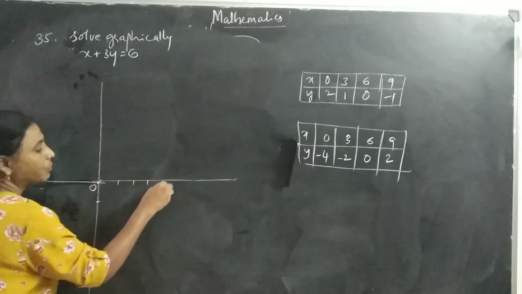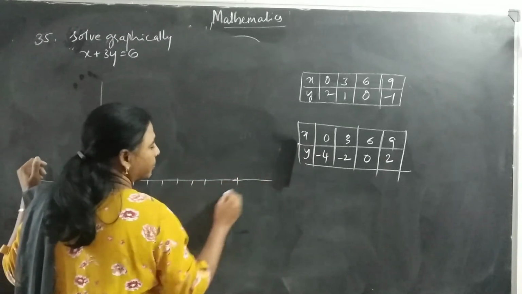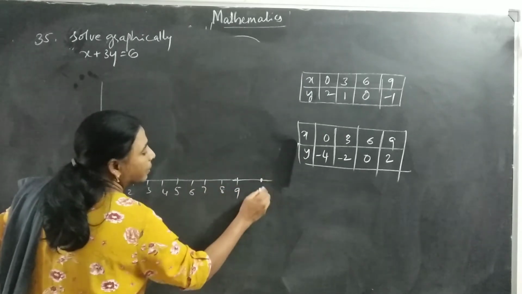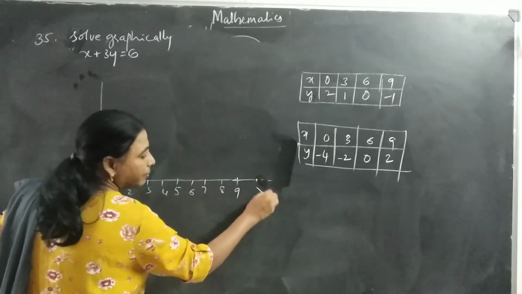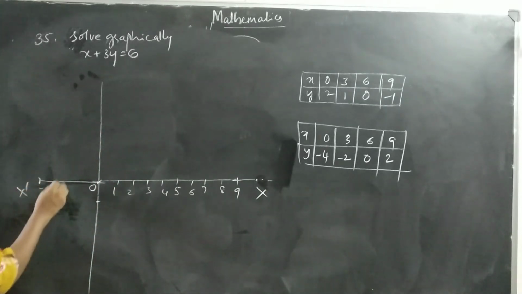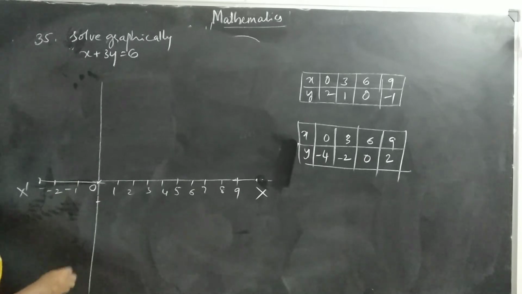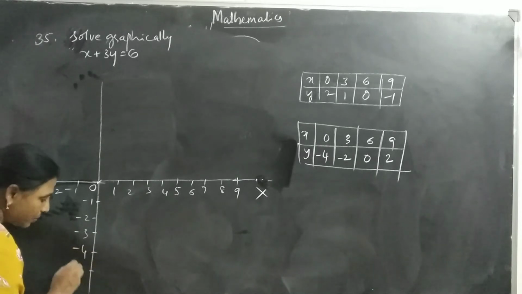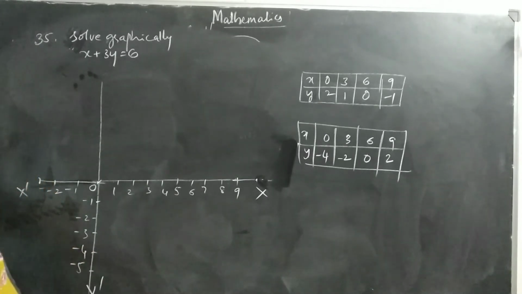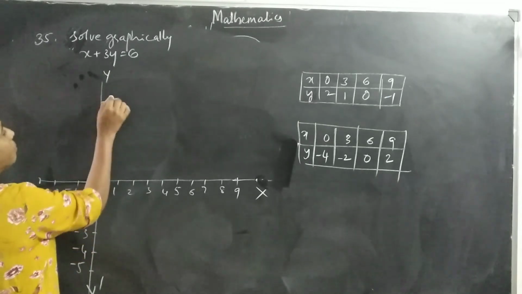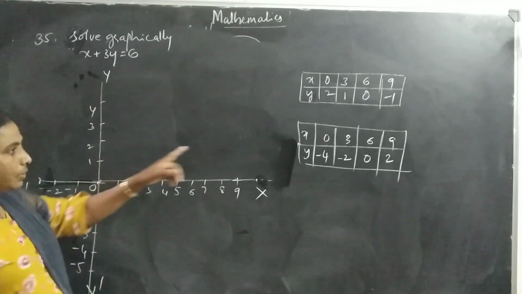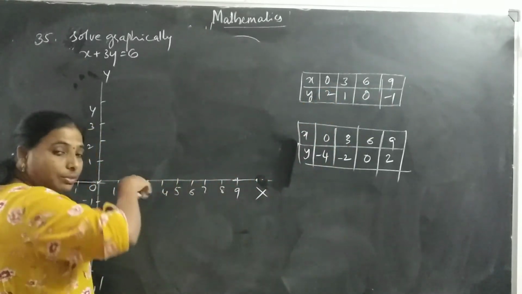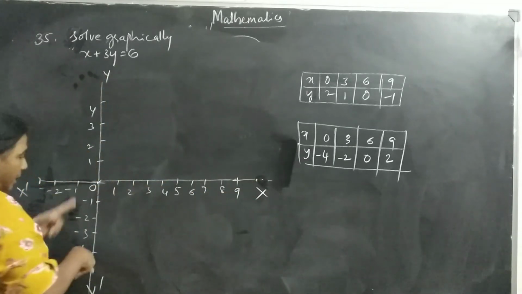In x values I want 9 values. So 1, 2, 3, 4, 5, 6, 7, 8, 9. This is x. This is x dash, which means we have minus 1, minus 2 here. And this side minus 1, minus 2, minus 3, minus 4, minus 5. That's all. So y dash. And this is y, 1, 2, 3, 4. Now you can check that 0 to 9 I have in x, which is positive here. This is also positive, this is negative, and this is negative.